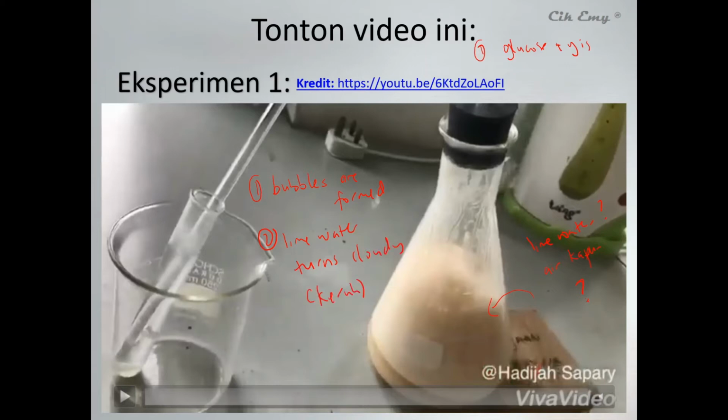So maksudnya, yang ni warna kuning kan. So maksudnya bila awak masukkan yeast dengan glukos, berlaku proses fermentation. Proses fermentasi tu dia menghasilkan karbon dioksida. Okay, so kat dalam ni ada etanol. Kemudian yang gas yang terhasil ni adalah karbon dioksida. So ini dinamakan sebagai proses penapaian, fermentation process.